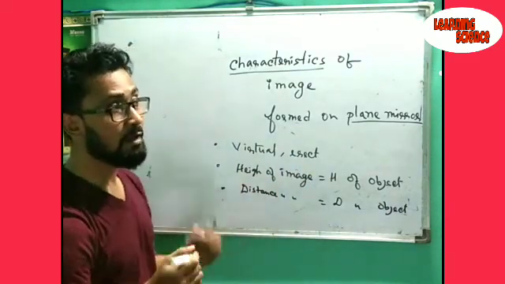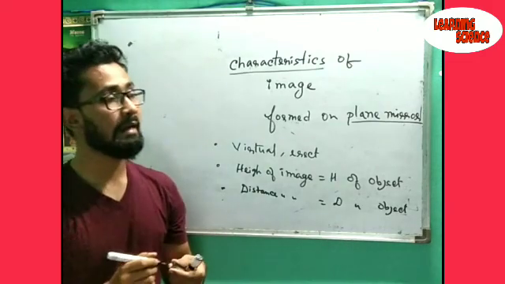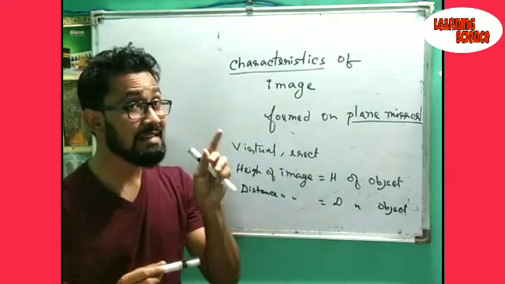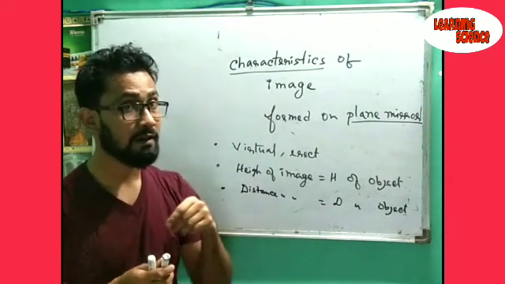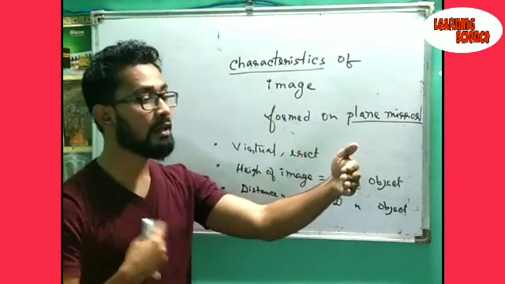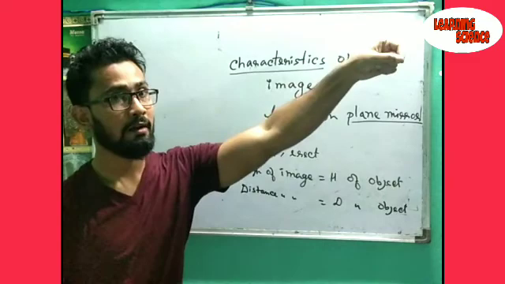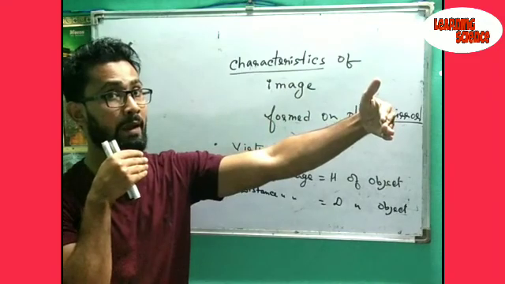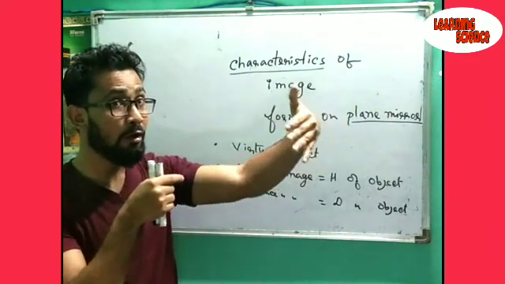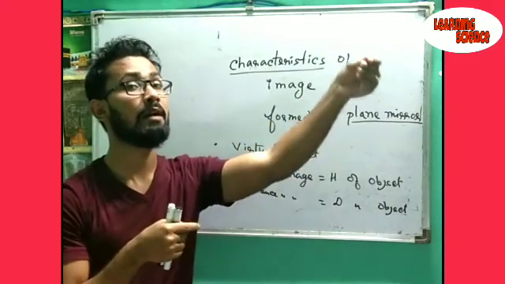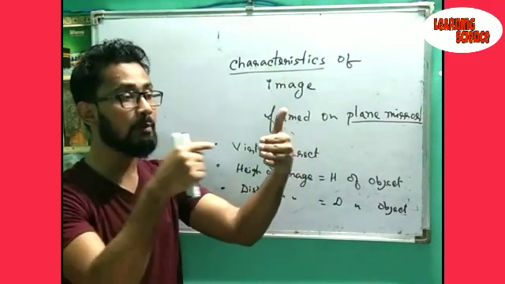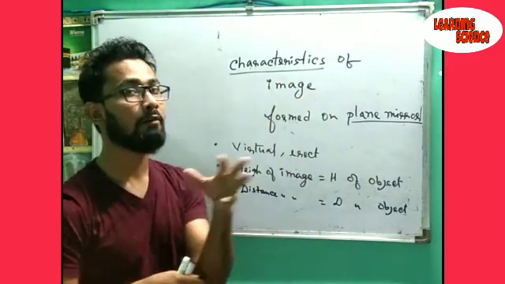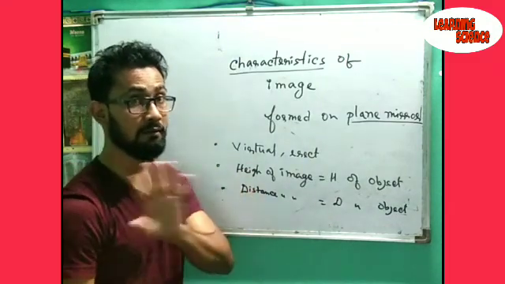Now a question may come like this: a person is standing 5 meter in front of the mirror. What is the distance between the image and the object? Your image will be 5 meter behind the mirror. So the image is 5 meter and the object is 5 meter away, which is 10 meter in total. But if the question is what is the distance of the image from the mirror, then it is 5 meter. The distance between the image and the object is 5 plus 5, ultimately 10 meter. Clear? Hope it is clear.